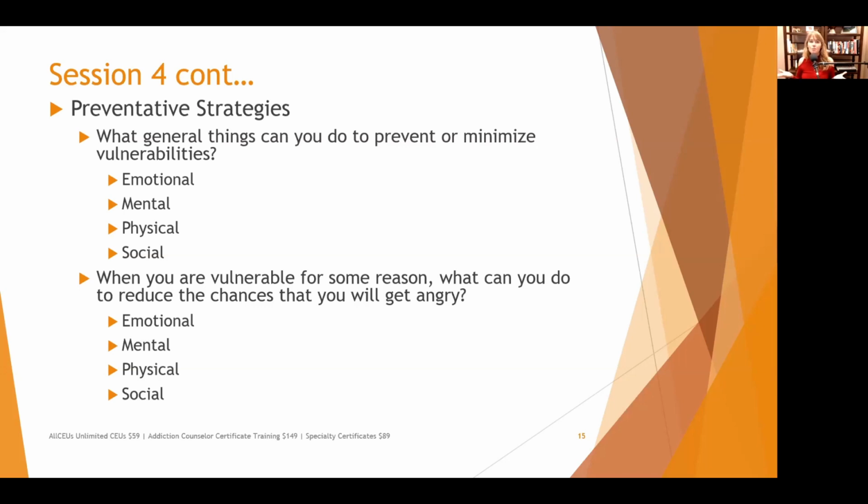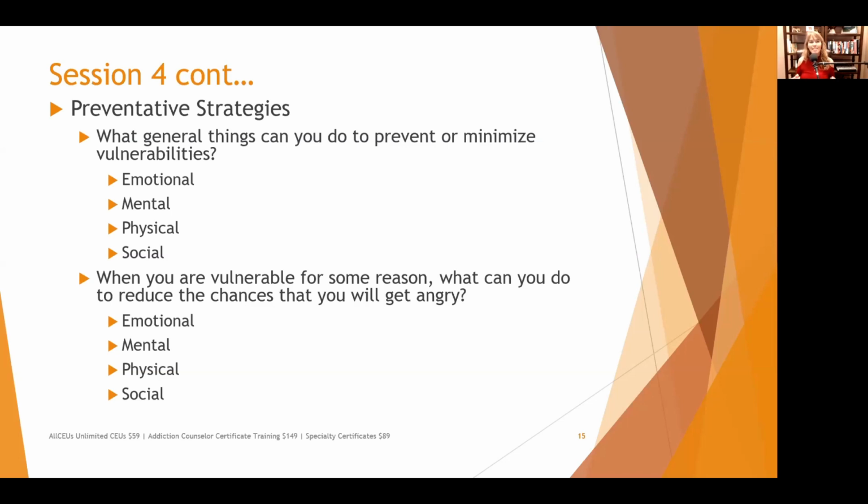When you are vulnerable for some reason, you haven't had a good night's sleep, you're sick, you're in pain, you're having to deal with Uncle Bob, whatever it is, what can you do to reduce the chances that you will get angry? And that means adding in the happy, taking breaks periodically to walk outside and look at the birds or the squirrels or do something that makes you happy. Having positive mental thoughts and mantras that you can tell yourself. Taking care of yourself physically, so that, I'm doing the best I can with the energy and faculties that I have right now.